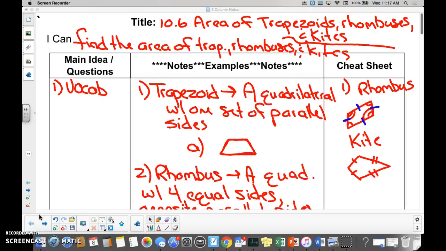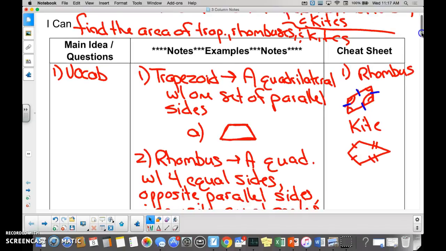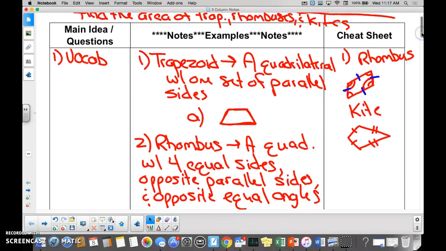Can we find the area of trapezoids, rhombuses, and kites? Yes. Good. A trapezoid, from our warm up, remember it has a set of parallel sides. One set, not more than one. We draw a picture there.